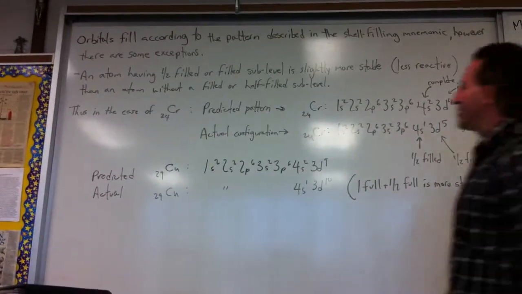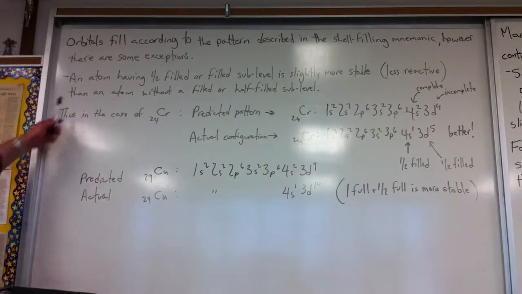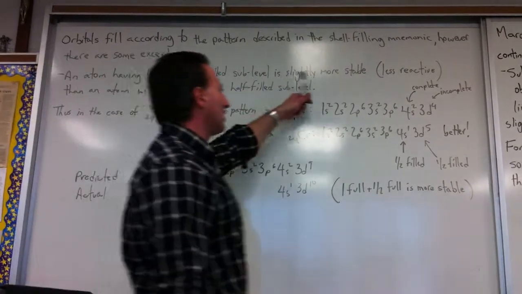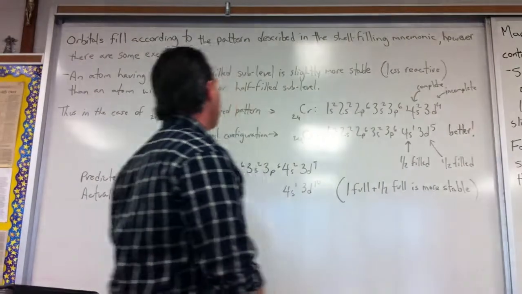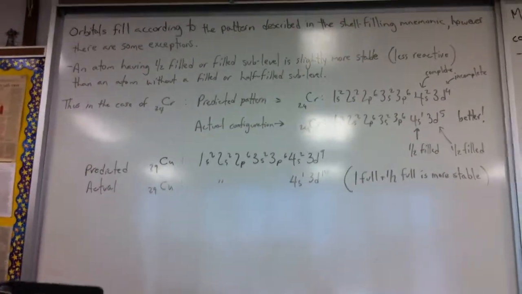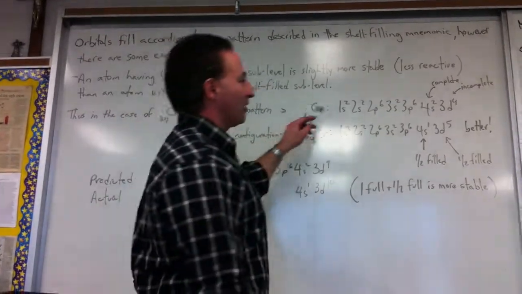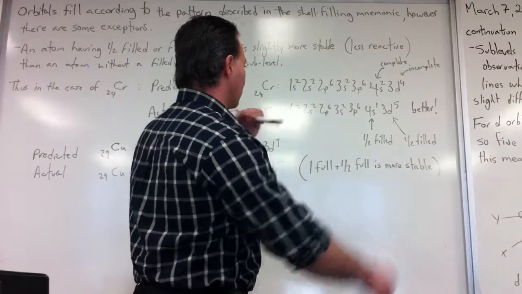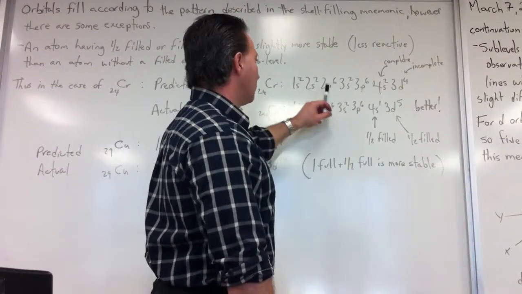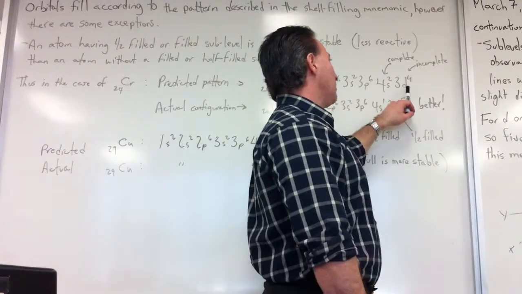Orbitals fill according to the pattern described in the shell filling mnemonic. However, there are some exceptions. An atom having a half-filled or a filled sublevel is slightly more stable, or less reactive, you could say, than an atom without a filled or half-filled sublevel. In the case of chromium, which has 24 protons, the predicted pattern, according to the pattern I just drew on the second board, is 1s2, 2s2, 2p6, 3s2, 3p6, 4s2, 3d4.